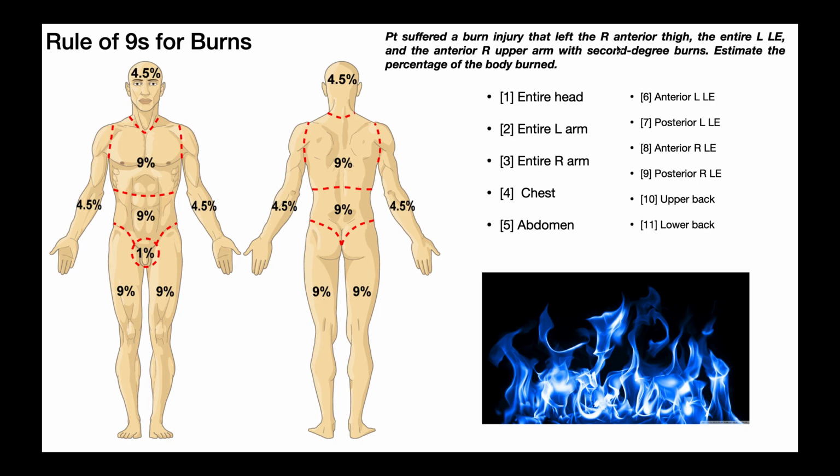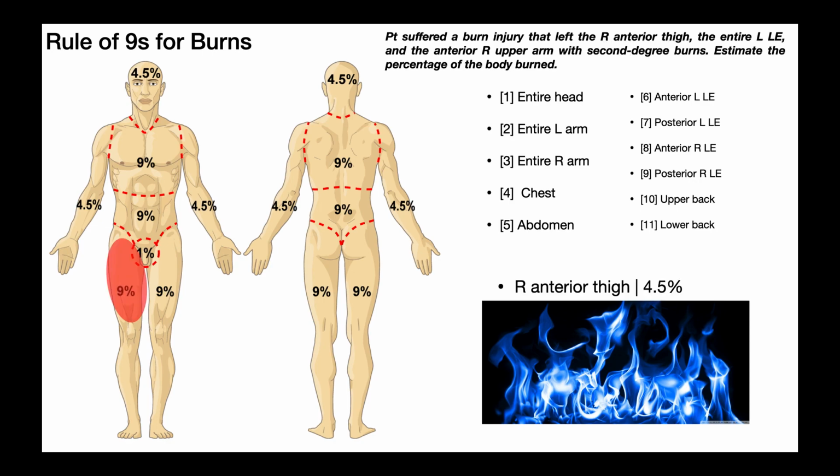So the first part of the body that was burned was the right anterior thigh. Okay, so we know we're dealing with the right lower extremity. We know we're dealing with the anterior surface, but it's only the thigh. Okay, so if we're dealing with the right anterior lower extremity, that would be 9%. Right? The anterior right lower extremity is 9%. However, we're not counting the lower part of the leg, the ankle, and the foot. It's only the thigh. So what we're going to do is take that 9% and basically cut it in half, because it's not the whole anterior right lower extremity, it's just the thigh, which is about half. So we're going to say the right anterior thigh is about 4.5%.